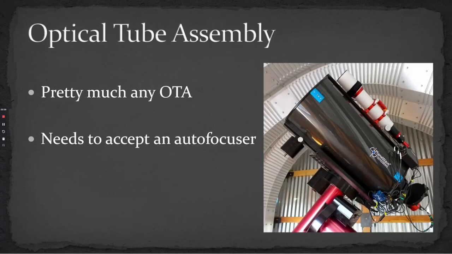For the optical tube assembly, there's really nothing special about that. I think pretty much any optical tube assembly, whether it's a refractor, a reflector, Schmidt-Cassegrain, whatever, the only real requirement is that it needs to be able to accept an autofocuser, because you won't be sitting next to the telescope to focus. So you'll need an autofocuser of some sort.